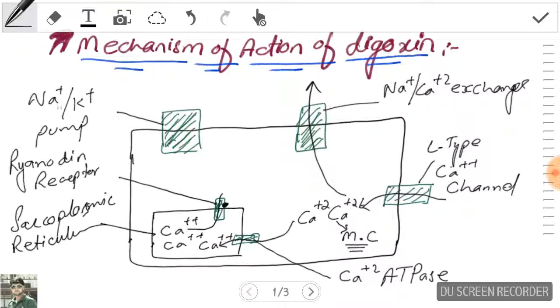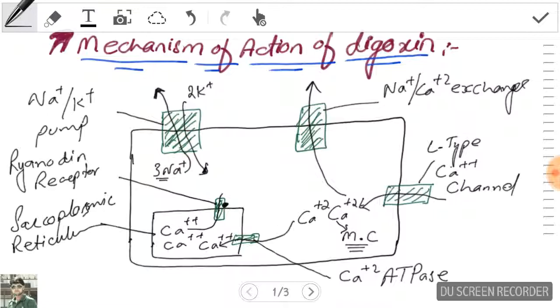And the function of the sodium potassium pump, we know that after depolarization, to maintain the normal resting membrane potential, it will release 3 sodium out and 2 potassium inside the cell.